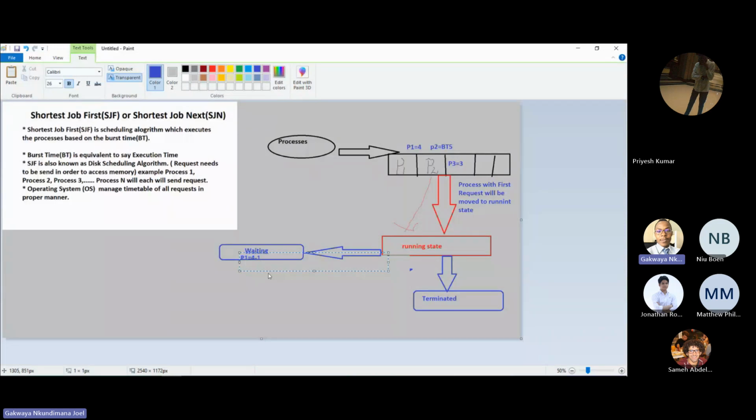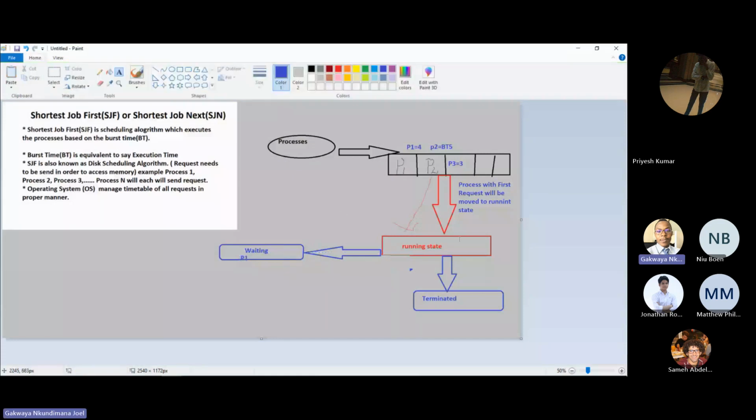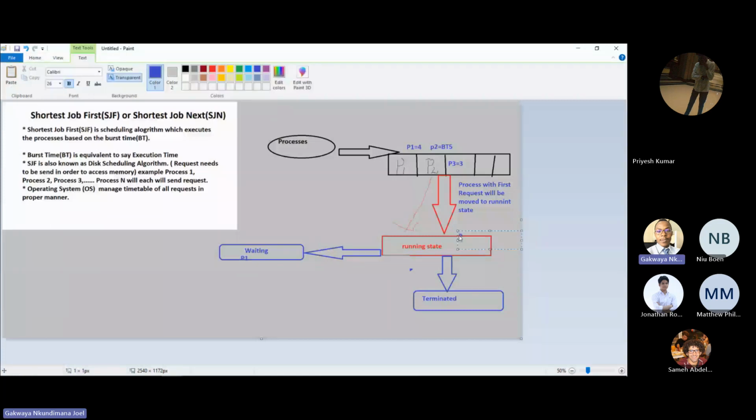When it goes here, P1 is going to be 4 minus 1. That's how I will explain it to you. Let's take an example. P1 will be here. In the running state, we are going to have P3, because the burst time is 3 and the burst time of P1 is 4. P1 is preempted. Priority is going to be given to P3.